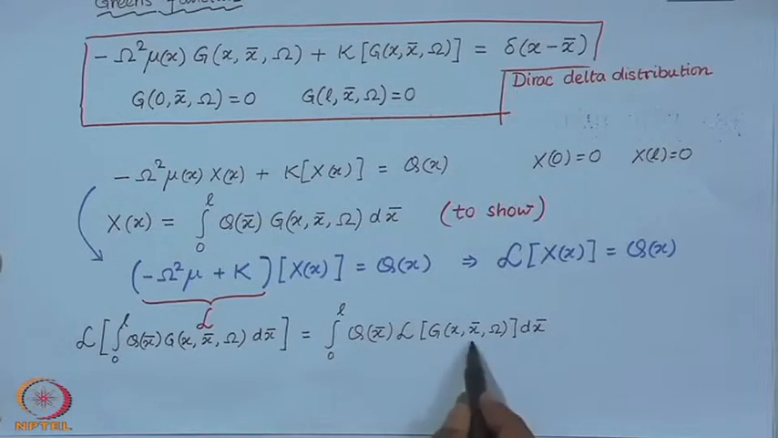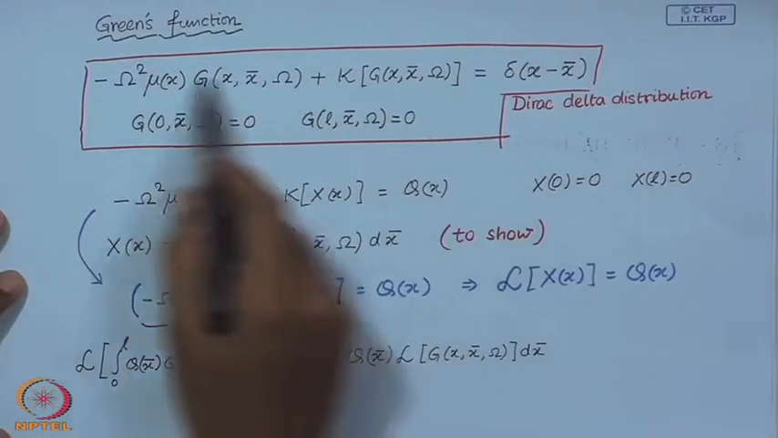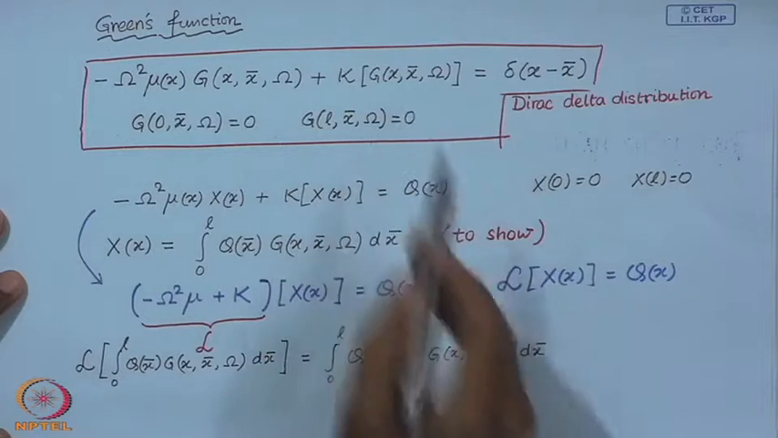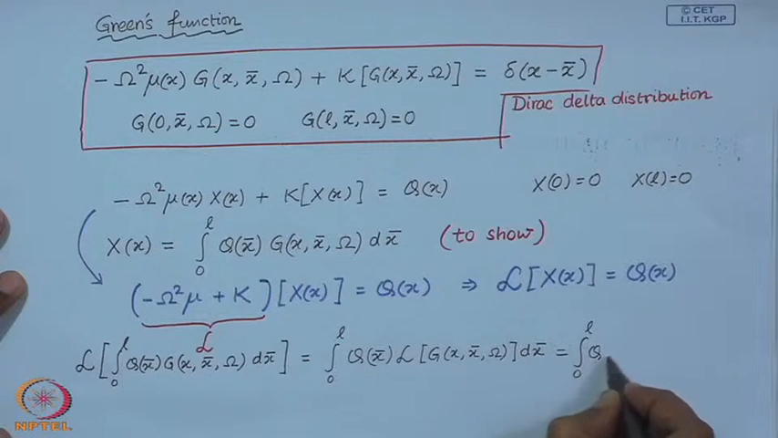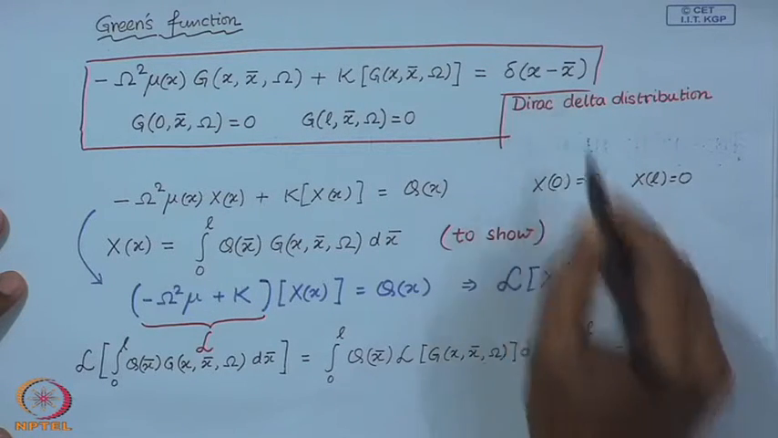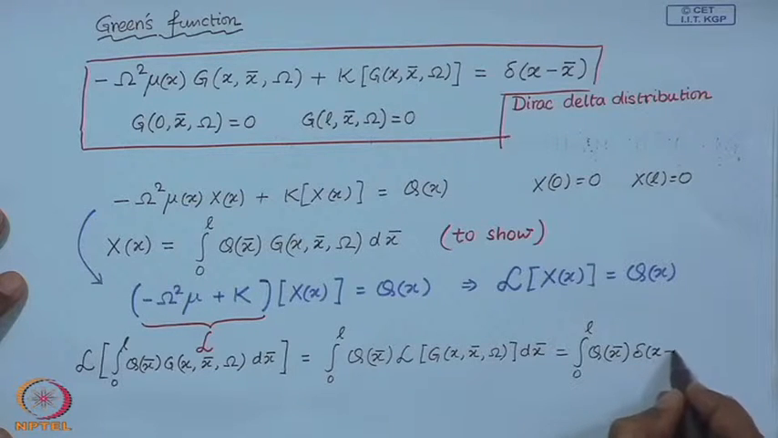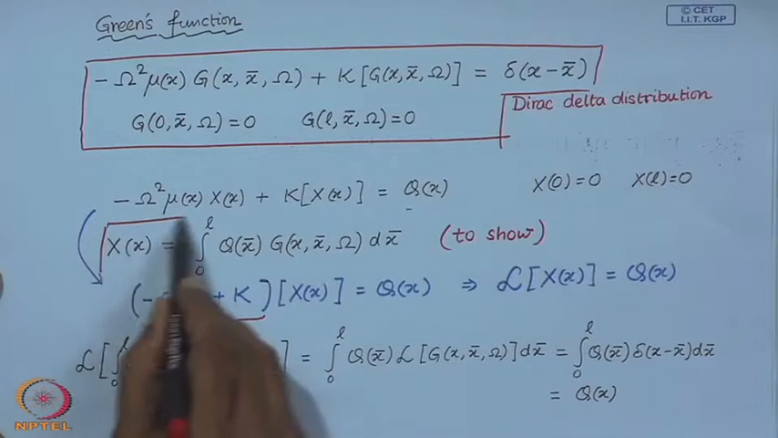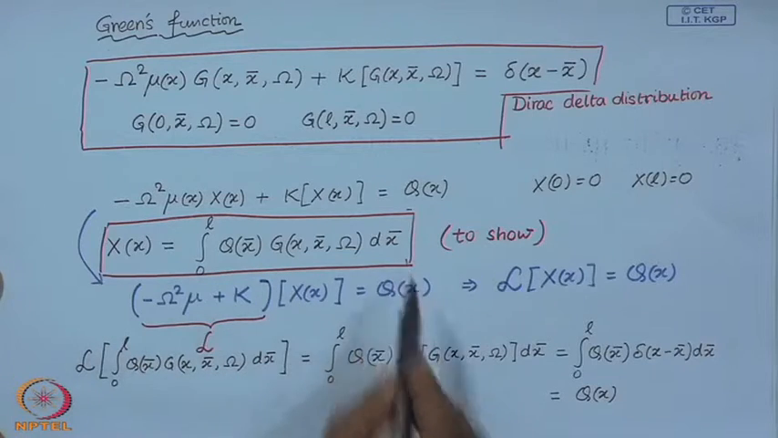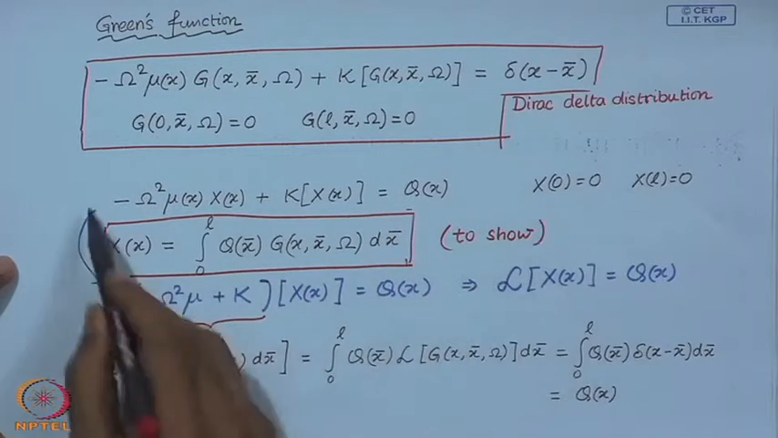Now, L acting on g is what we already know. So, this is nothing but L acting on g. Therefore, this integral actually reduces to delta of x minus x bar, integrated over x bar, and that is nothing but q of x, which is the right hand side. So, which means that this must be a solution to this problem.